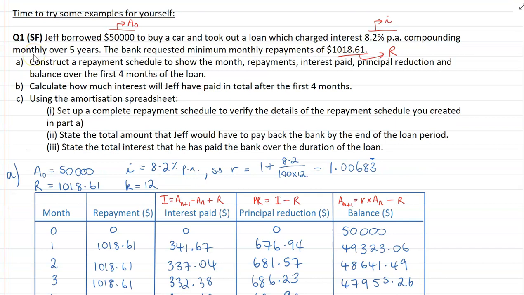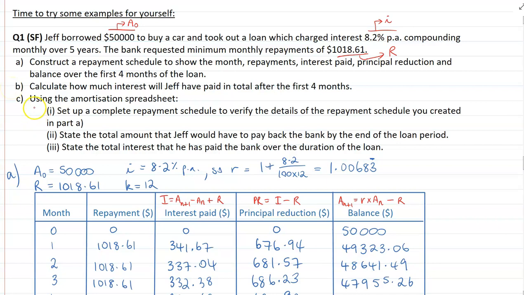The first question is a simple familiar question, and we've got our guy Jeff. He's borrowed $50,000 to buy a car and has taken out a loan, which charged him 8.2% per annum, compounding monthly over 5 years. The bank's requested minimum monthly repayments of $1,018.61. Part A asks you to construct a repayment schedule to show the monthly repayments, interest paid, principal reduction, and balance over the first 4 months of the loan. Part B wants you to calculate how much interest he's paid in total.